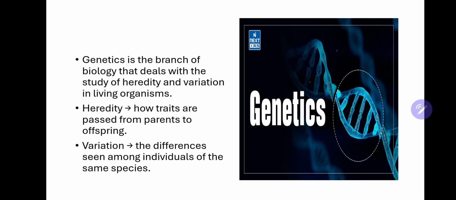So, what do you mean by genetics? Genetics is the branch of biology that deals with the study of heredity and variation in living organisms. So, what is meant by heredity and variation? Heredity is the process by which the traits or characteristics of organisms are passed from their parents to their offspring, and variation is the differences seen among individuals of the same species.